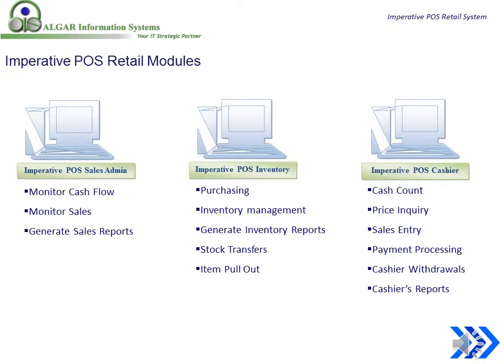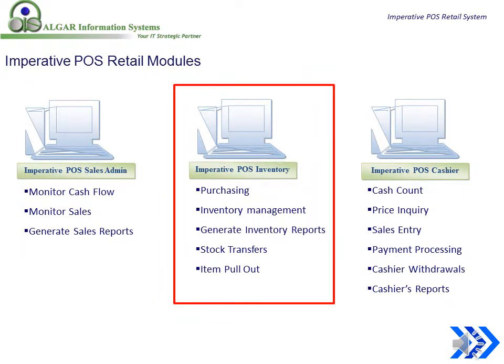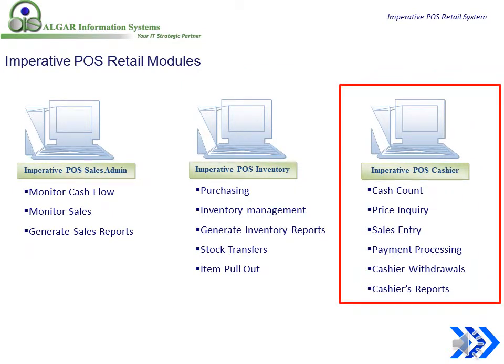The imperative POS retail system is composed of 3 modules. The sales admin module allows you to monitor all the cashier transactions and lets you generate various sales reports. The inventory module allows you to enter purchase orders, as well as monitor and manage your inventory. The cashier module is where the cashier will enter sales transactions and perform other cashiering duties.